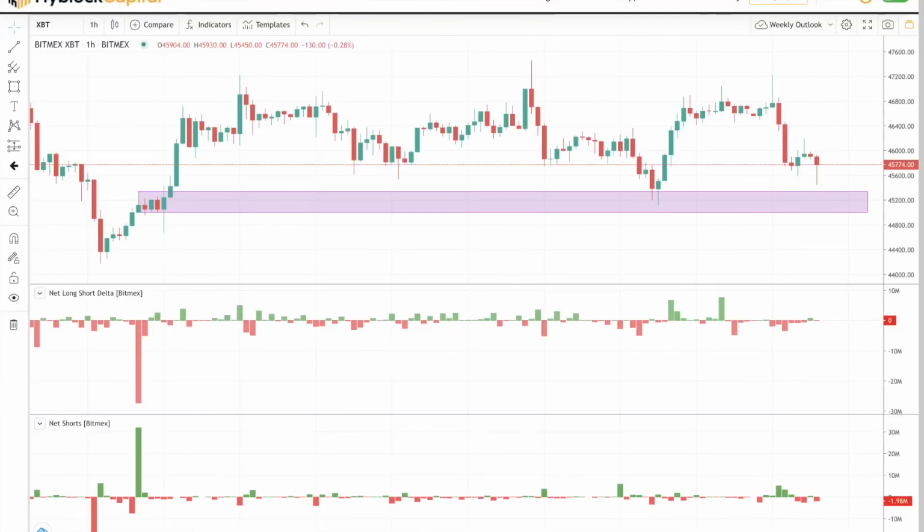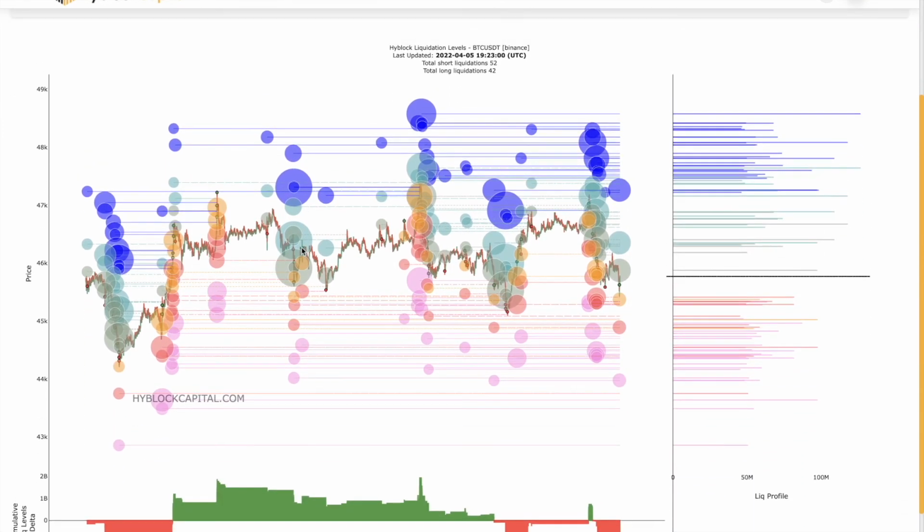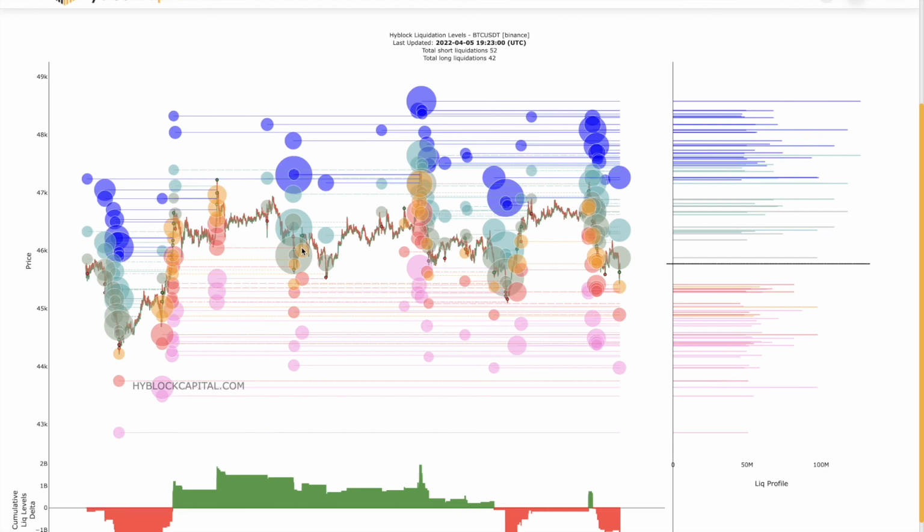And speaking of selling, we should keep an eye out for this large amount of shorts that entered on April 1st. It may be an important area for support or resistance in the future. When looking at the liquidation levels for Binance, short-term liq levels are showing slightly more short liquidation levels than long liquidation levels.